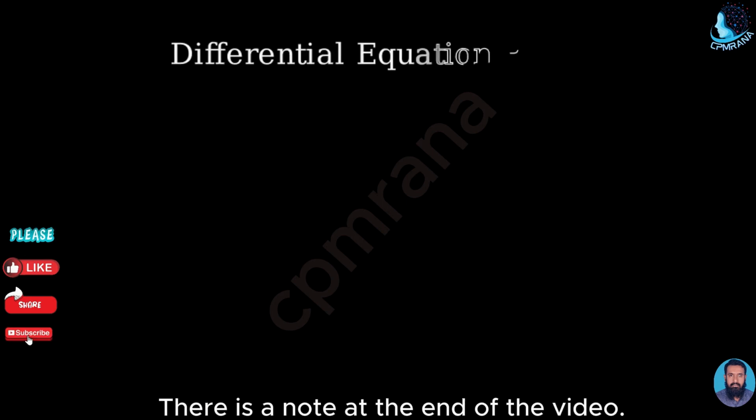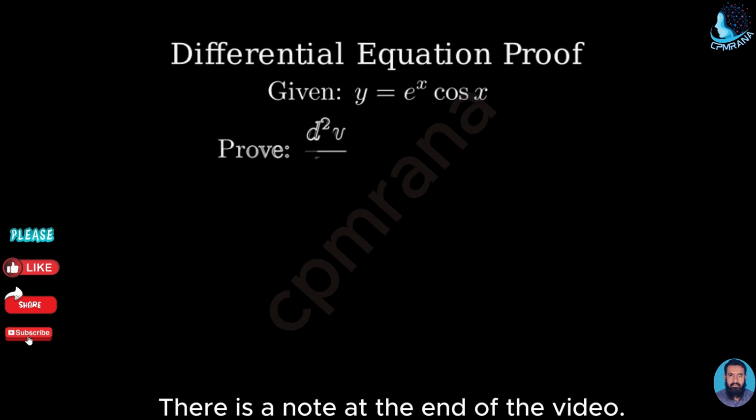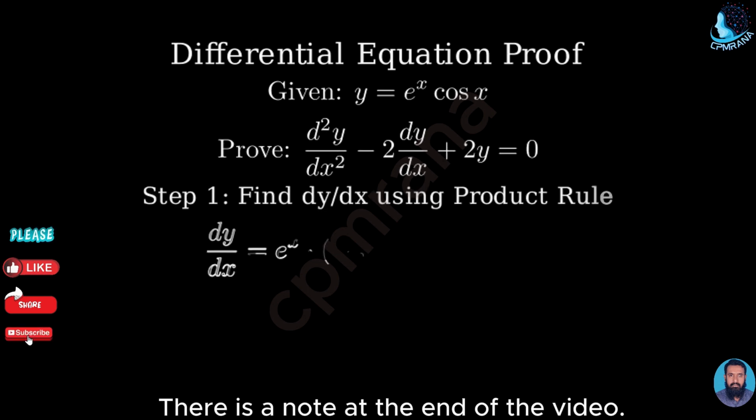Welcome! Today we'll prove that when y equals e to the x times cosine x, the second derivative minus 2 times the first derivative plus 2 times y equals 0. Let's solve this step by step. First, we need to find the first derivative of y with respect to x. Since this is a product of two functions, we'll use the product rule.